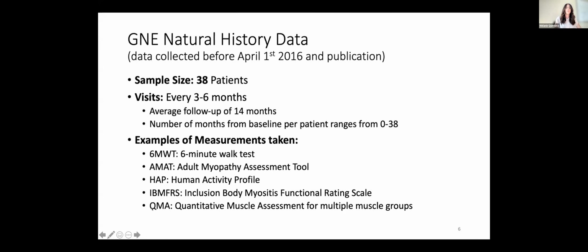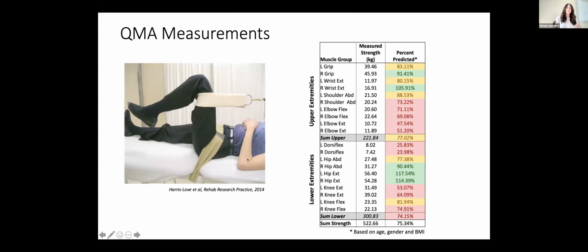And then finally, the thing that we'll focus on the most, which is the QMA, or the quantitative muscle assessment. And this was measured for multiple muscle groups. This is just a picture of an individual performing the QMA. This is really to give a sense that this is quite an objective measure. This machine is used to measure how much force is exerted when you use that muscle, and it's measured in kilograms. So this is an example of what some of that data might look like.